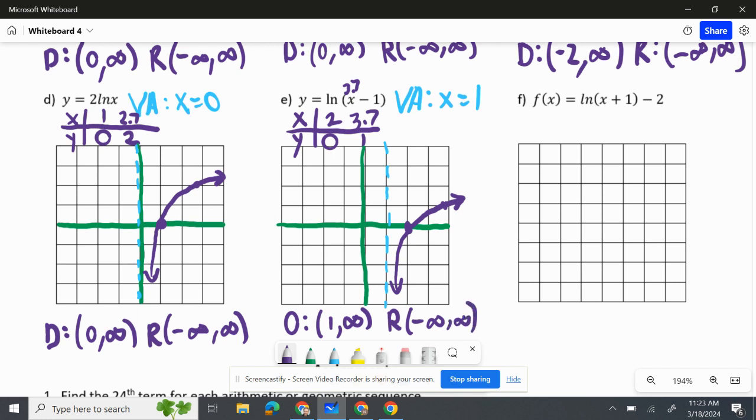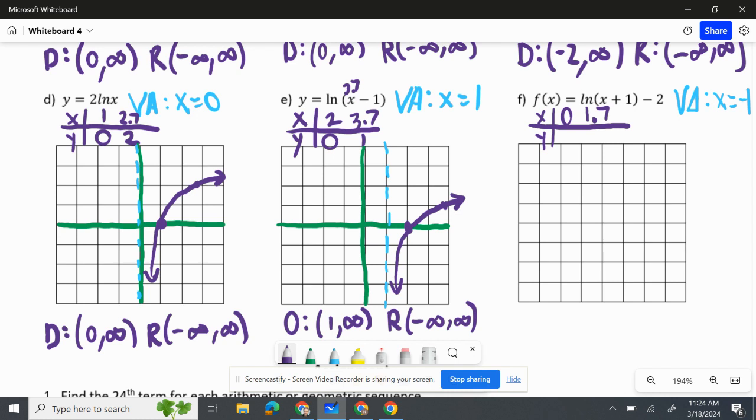For our last one, once again, we have parentheses. So that means our vertical asymptote is what gives us 0 inside the parenthesis. So in that case, it would be x is equal to -1. We're going to do our table of values. So with our table of values, it's what gives us 1 and the base, which of course is e, which is 2.7. So what gives us a 1 is 0, and what gives us a 2.7 is 1.7.